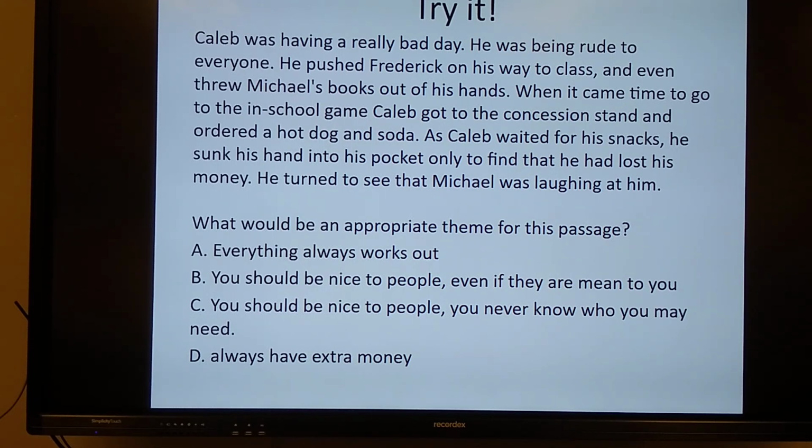The answer is C. Okay? This paragraph is trying to teach you you should be nice to people. You never know who you may need.